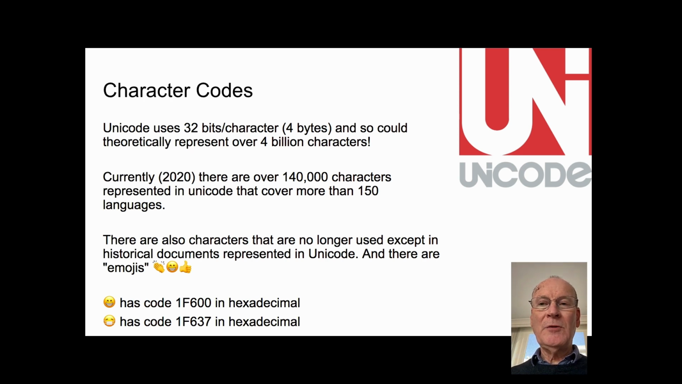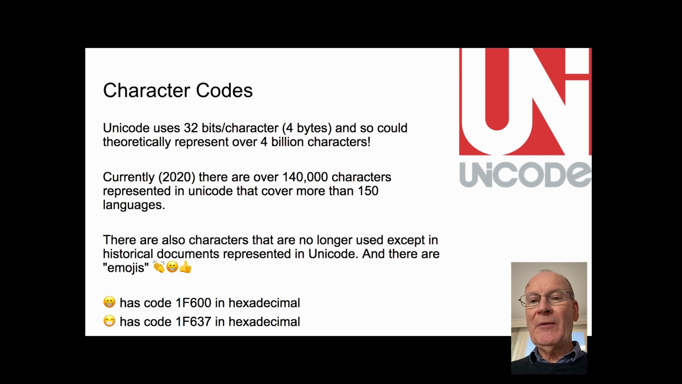Now Unicode uses 4 bytes, 32 bits per character. And we know that 4 bytes can represent a number up to in the region of 4 billion. So you could represent over 4 billion characters in your 4 bytes. Currently, in 2020, they have over 140,000 different symbols represented in Unicode, and they cover about 150 languages. It's not just living languages used every day around the world that have their symbols represented in Unicode. There are also characters that are no longer used except in historical documents, or special characters, symbols for technical things and so on. And of course, there's also, these days, a large range of emoji characters, which I'm sure you're all familiar with.